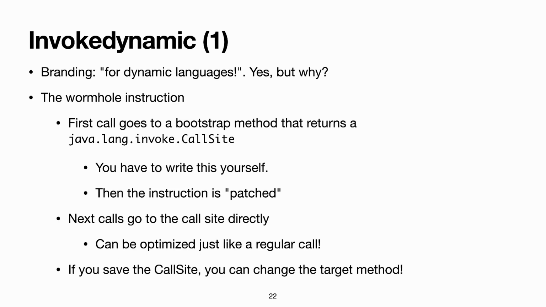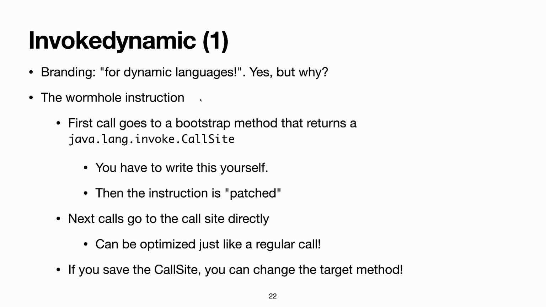So if you're interested in Java, you might have heard about InvokeDynamic. And basically, what's being said is typically that InvokeDynamic is great to implement dynamic languages. And typically, there's not even an explanation for that. And here I'm going to give you an explanation of why it's so useful. So what InvokeDynamic does is that it's basically a wormhole instruction.